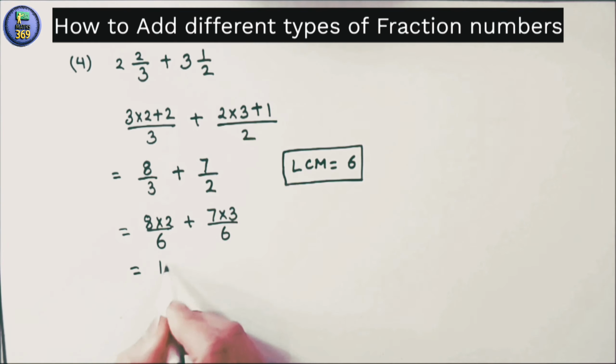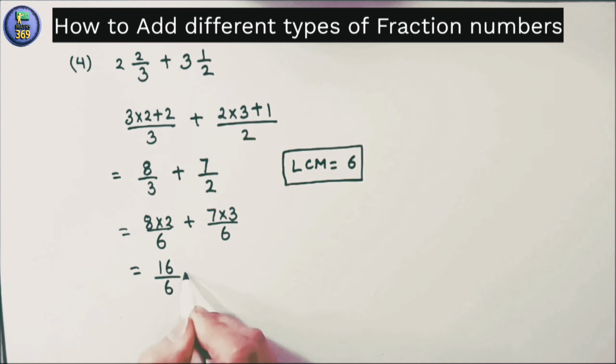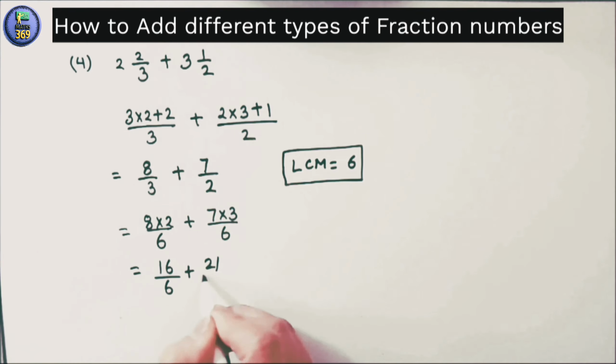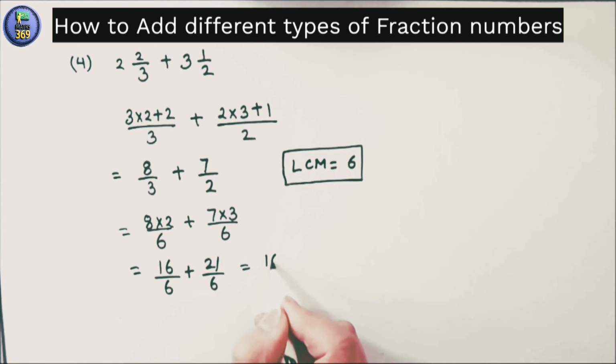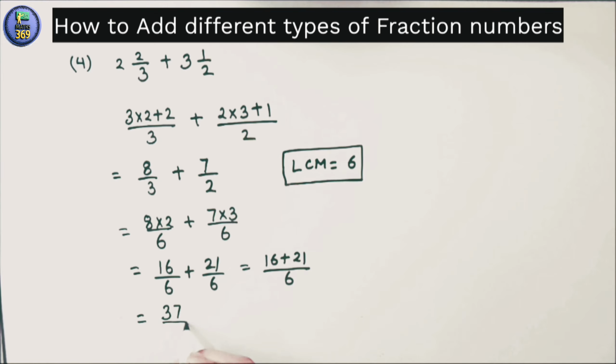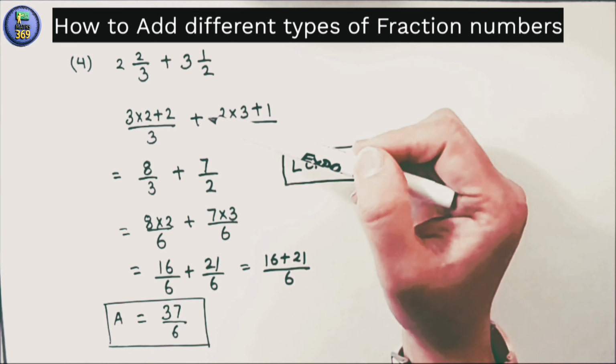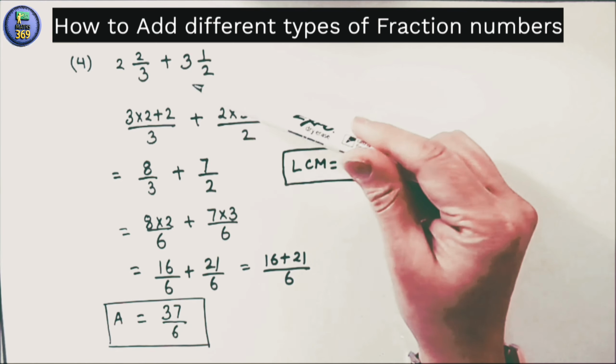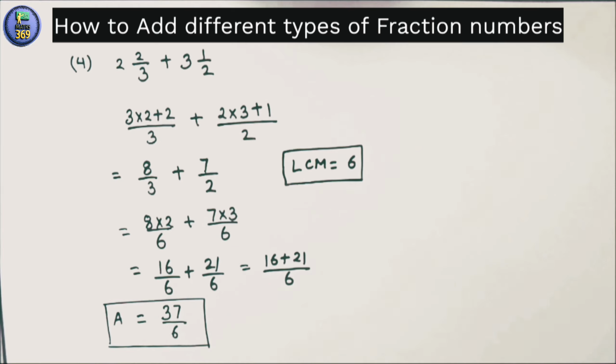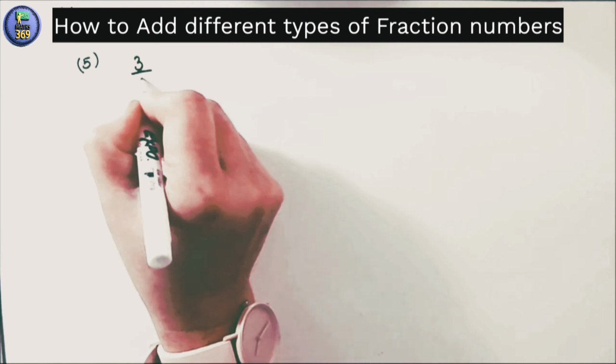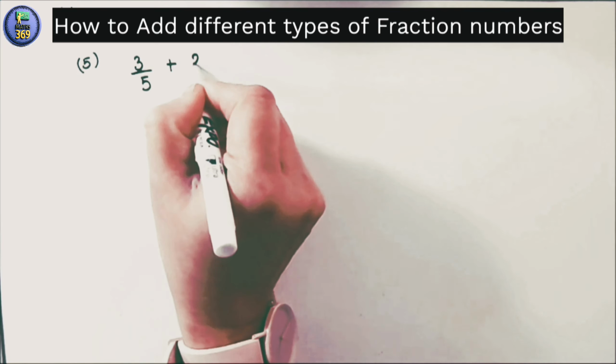So 8 times 2 is 16, 16 divided by 6, plus 7 times 3 is 21, 21 divided by 6. Now we'll add the two fractions. So 16 plus 21 divided by 6, which is equal to 37 by 6. So our final answer is 37 by 6. Addition of mixed fractions is the same as the fraction, except that we have to first convert these mixed fractions into improper fractions. Now let's move to our final example, which is 3 by 5 plus 2 by 7.